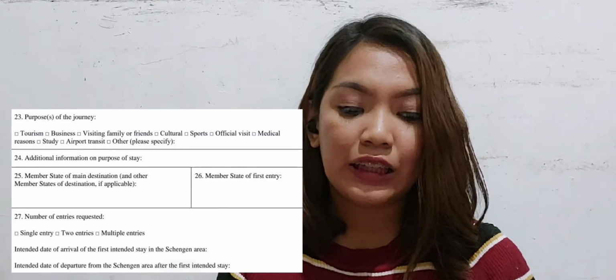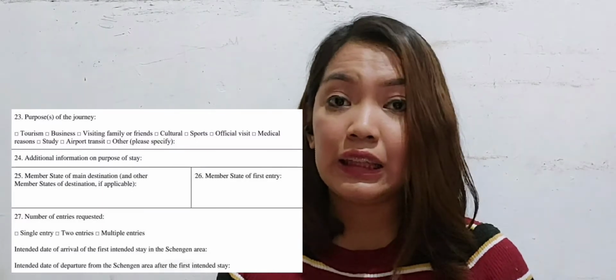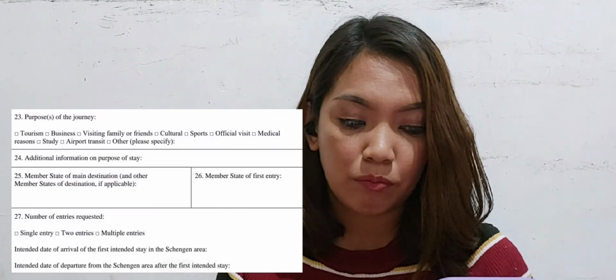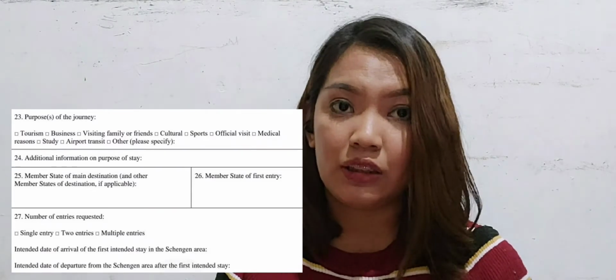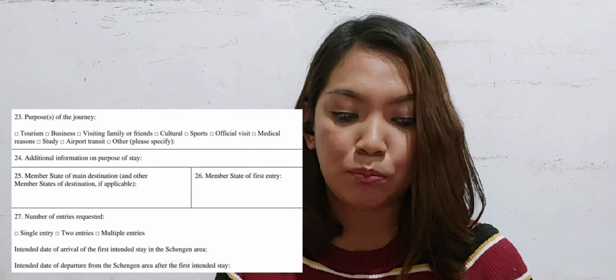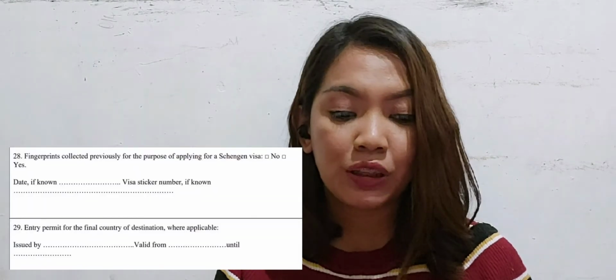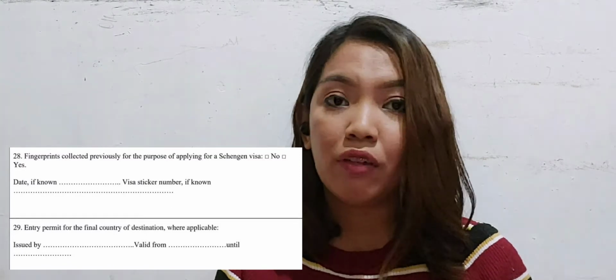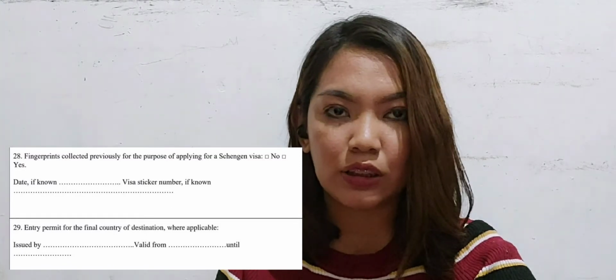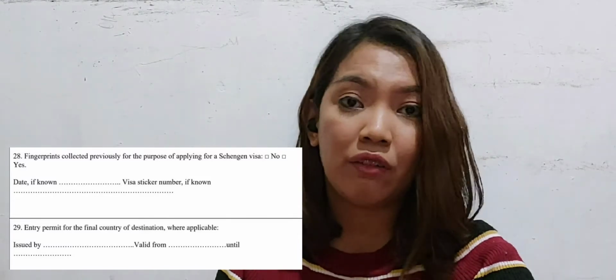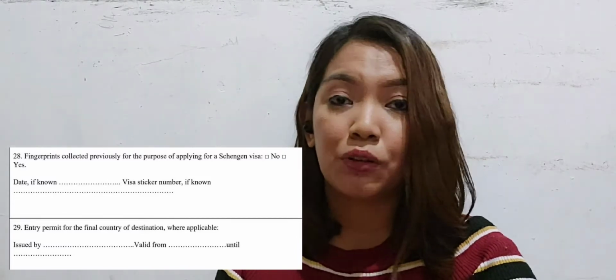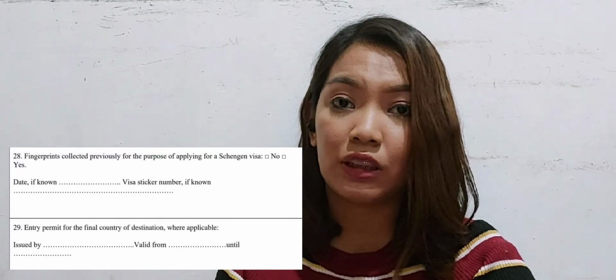All right. Next will be your intended date of arrival in the Schengen area, and then intended date of departure in the Schengen area. So you just need to specify that. Next, number 28 and 29. For number 28, if you have had previous Schengen visa applications, it's going to ask if your fingerprints have already been collected. So if this is your first time applying for a Schengen visa, you just have to tick no.